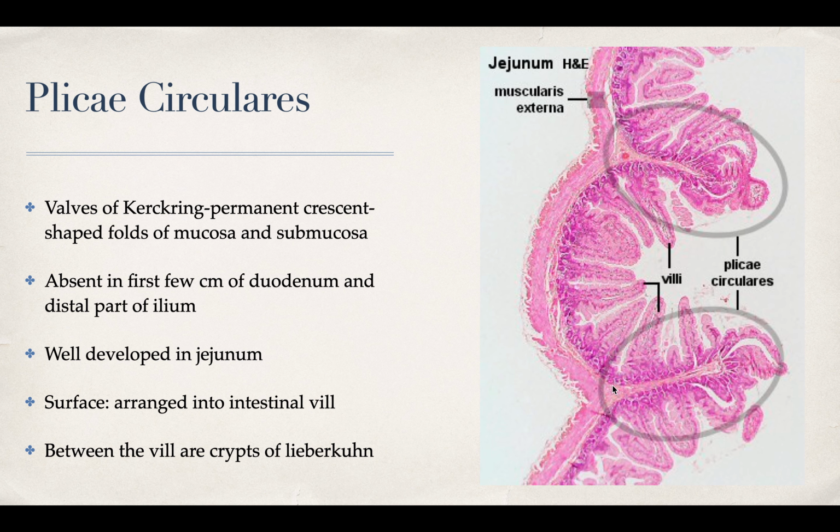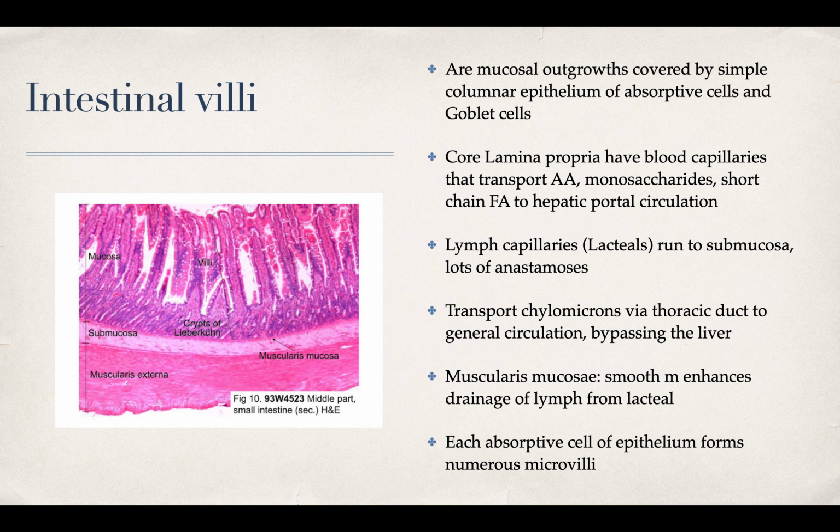Plica circularis, as you can see here, is mostly only in the jejunum, and they're also known as the valves of Kerckring, and they're made out of both mucosa and submucosa. So in the first few centimeters of the duodenum, it's going to be absent along with the distal part of the ileum, which is like at the very beginning and the very end. It's best seen in the jejunum, and they are going to have the villi on top of it. And in between the villi is going to be the crypts of Lieberkühn, which once again secretes some kind of alkaline solution.